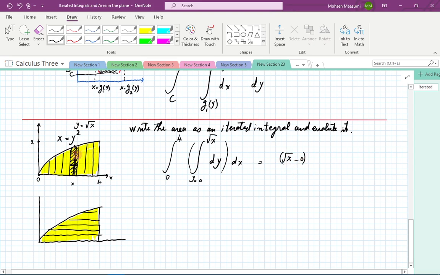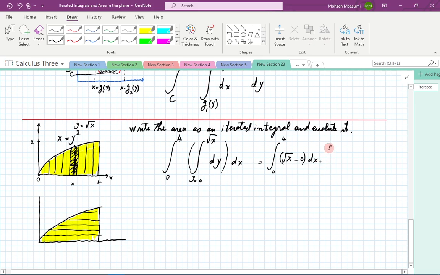That is how tall this strip is. This cut is radical x. I have to multiply that by dx. That's going to give me the area of that little slice. And that integral has to be calculated from 0 to 4.